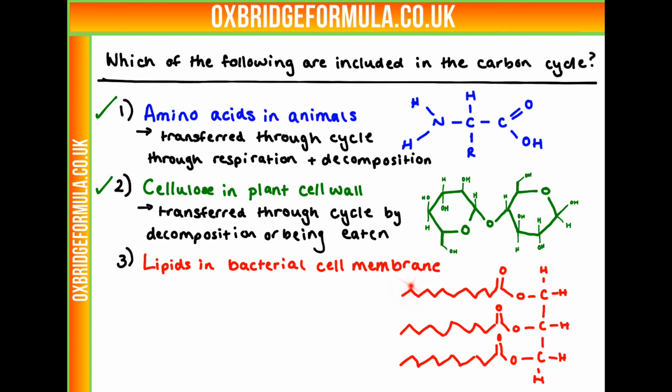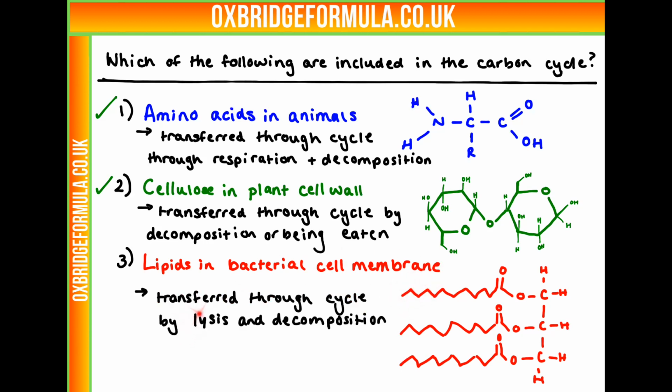And how can it do that? Well, when bacteria dies, it's going to lyse the cell, everything's going to split apart, and other bacteria and things in the area are going to come and decompose it again. And then that can be released as CO2 and so on, and the carbon cycle continues. So we can tick this one off as well. So now we know that all three are included in the carbon cycle. Our answer is H.